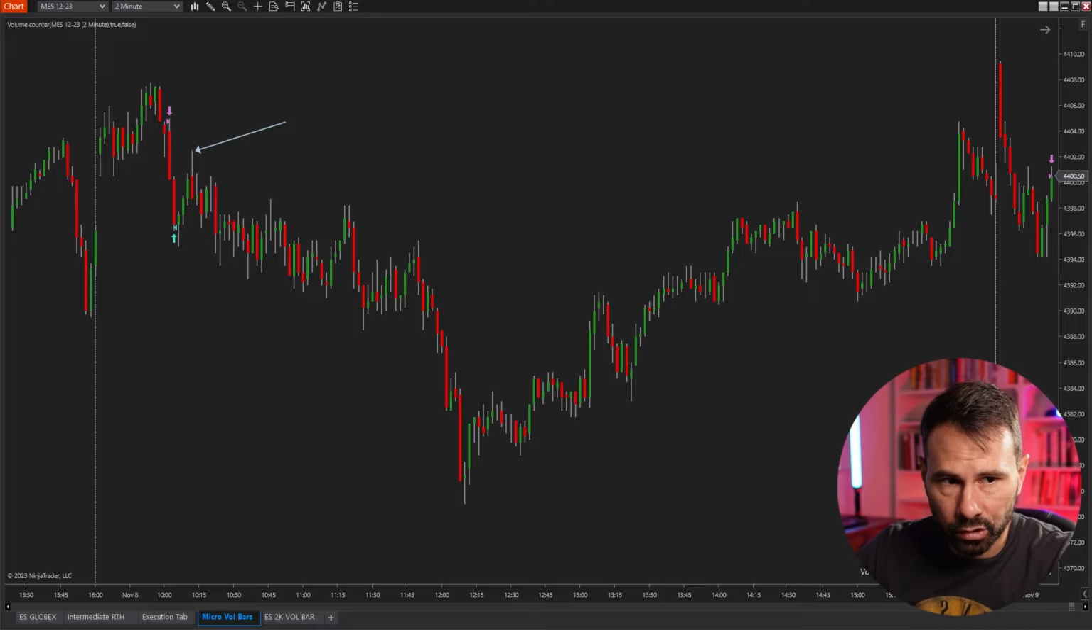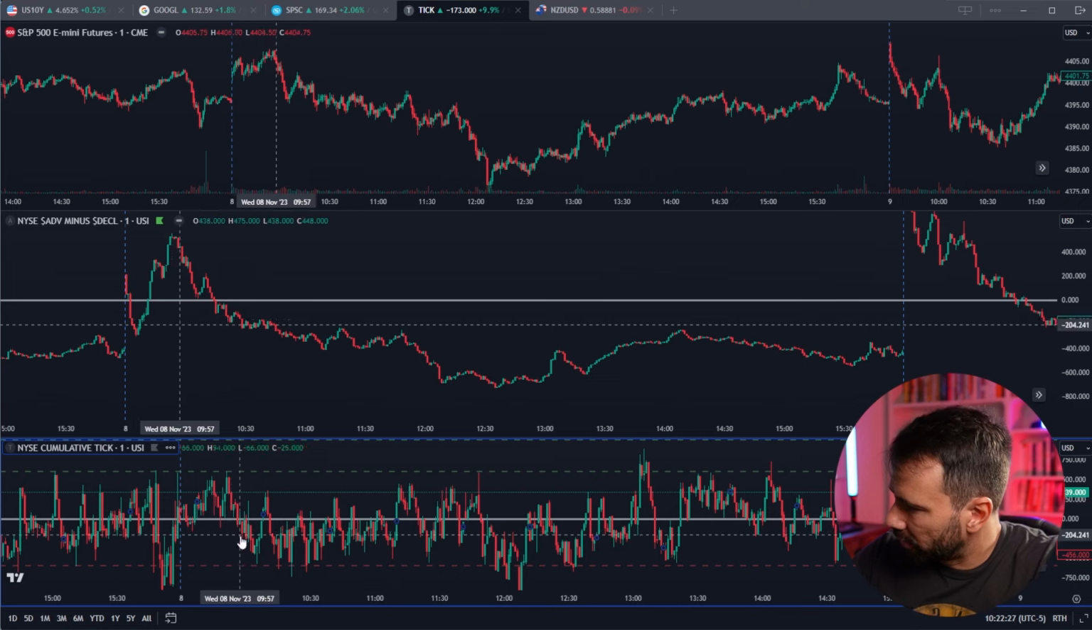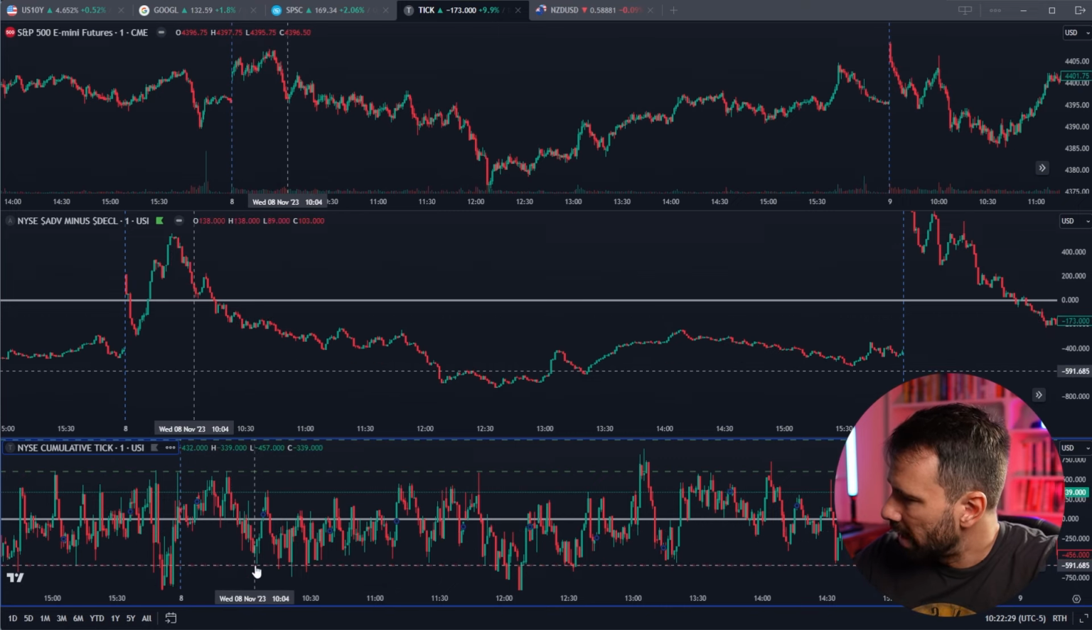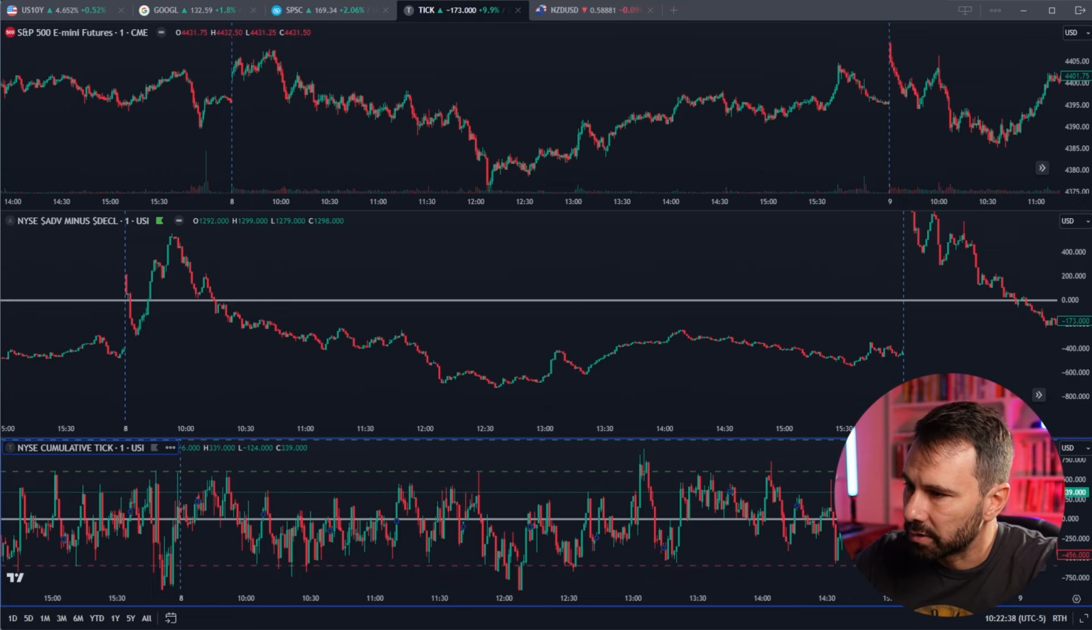Advanced decline is actually going down as well, but the tick's still positive. 9:56 still it starts to go down. But look what happens here at 10:04 and the retracement, right? Finally, the tick hits minus 600. These at 10:09. What time is this?